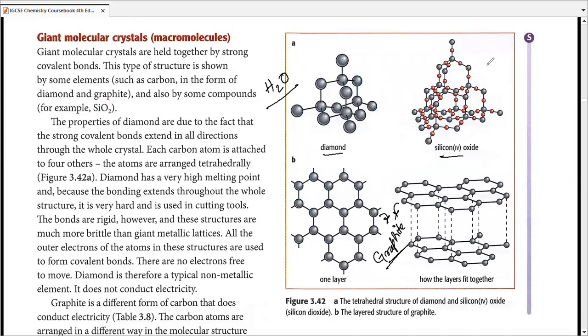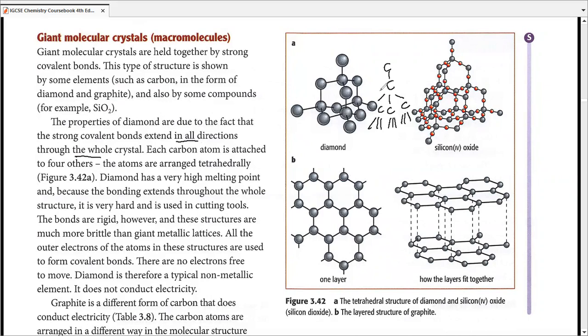Okay, let's start with diamond first. Now, to begin with, diamond has this kind of structure. Let me explain that every carbon atom is bonded to four other carbon atoms in the case of diamond. So these carbon atoms are each bonded to other carbon atoms, and the structure extends in all directions in three dimensions for the whole crystal.